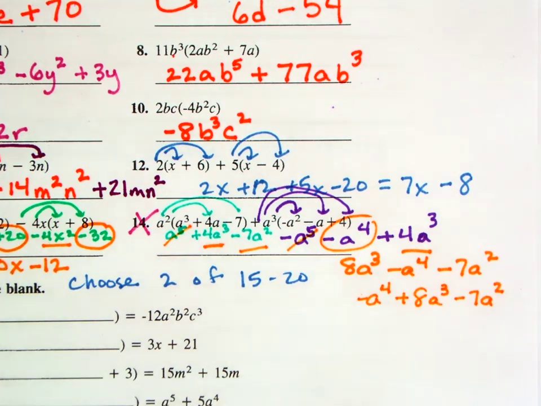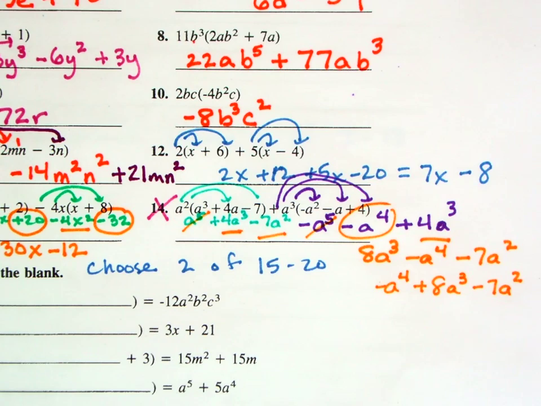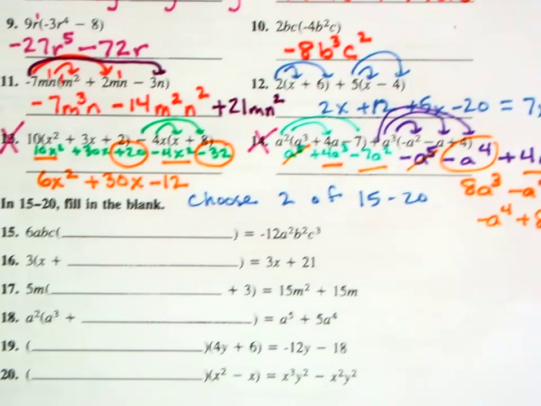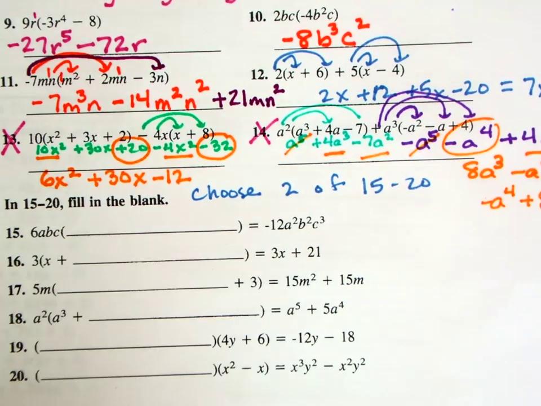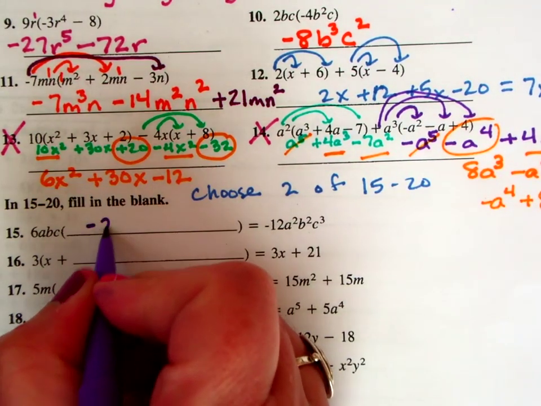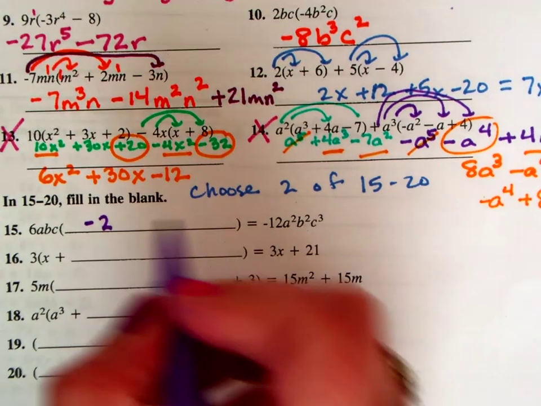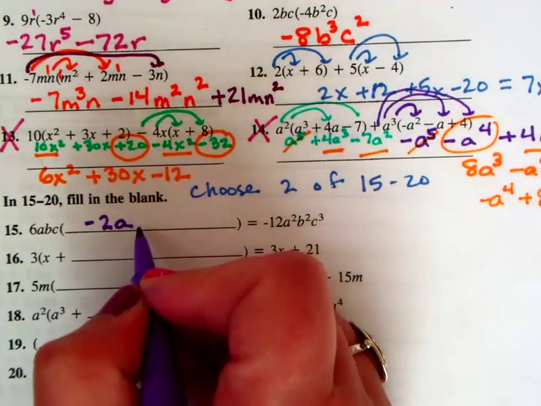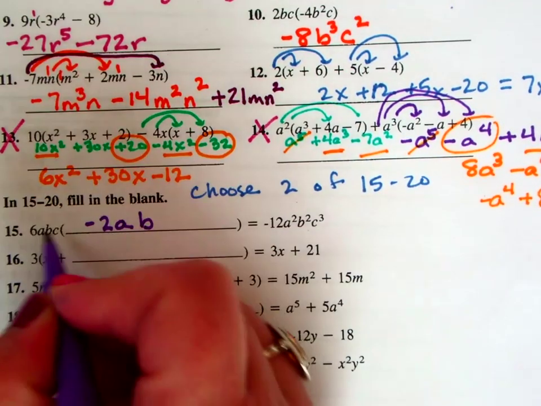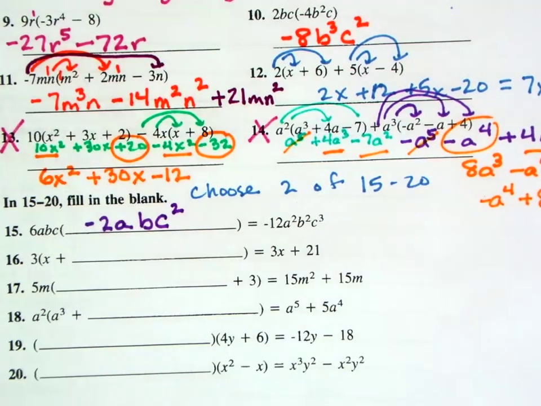Okay, so 15 through 20. I'm going to go ahead and hopefully we'll try to do the easier ones here. So 6abc, if I want to get negative 12 from that, I would multiply that by a negative 2. If I want a times something to give me a squared, I'm going to have to multiply by another a. B times something to give me b squared, another b. And c times something to give me c cubed, it would be c squared.